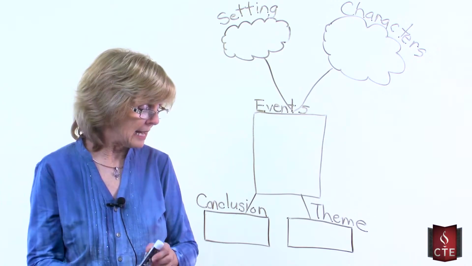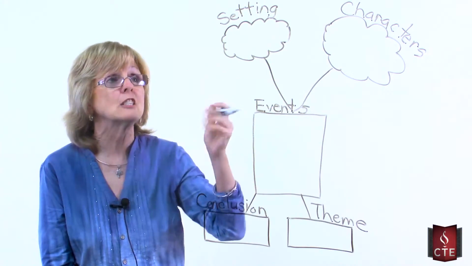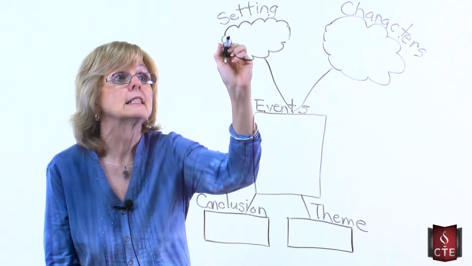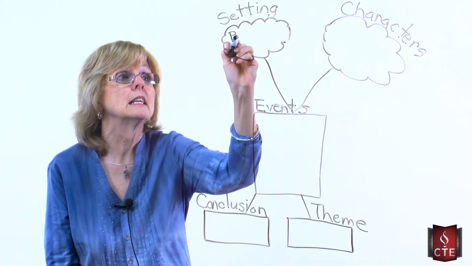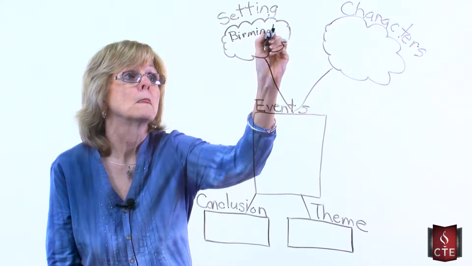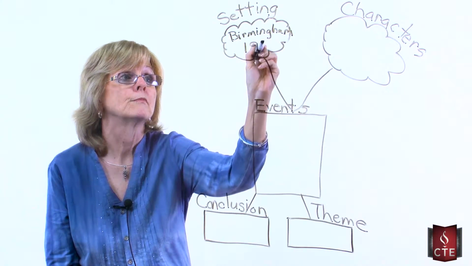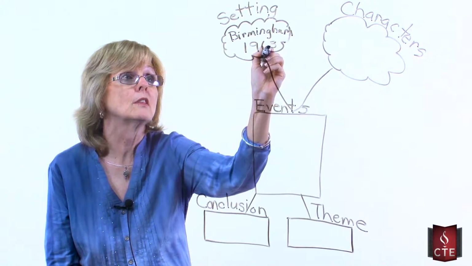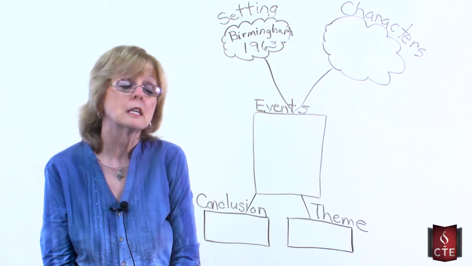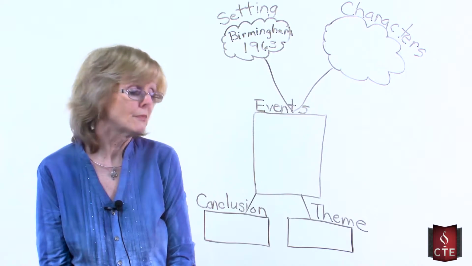For example, in The Watsons Go to Birmingham, they find out in chapter 1 that the story takes place in Birmingham, Alabama in the year 1963. So as they encounter that, then they can record it in the part of the story map that identifies the setting.